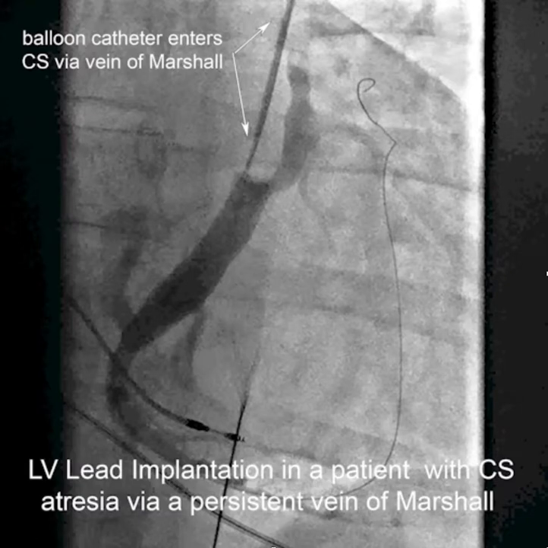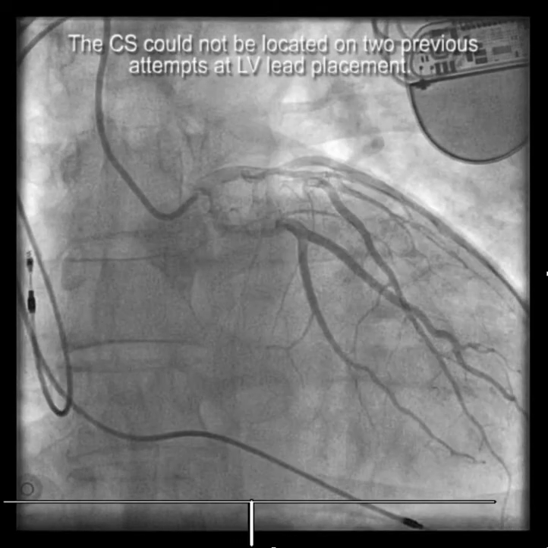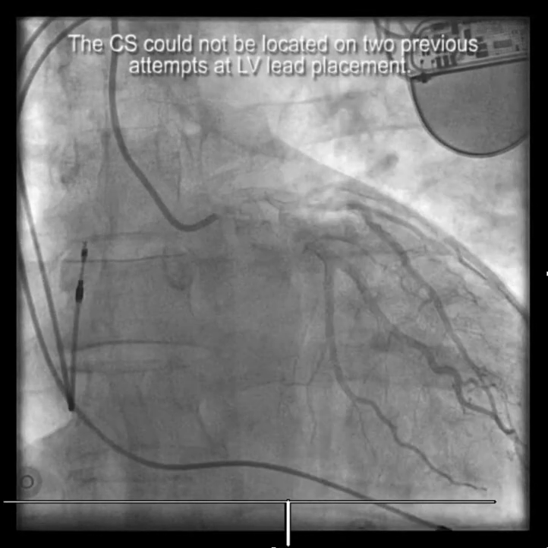This is a case of LV lead implantation in a patient with CS atresia, where the lead was implanted via a persistent vein of Marshall, performed by Dr. Steen in Oslo, Norway, utilizing interventional techniques. The CS could not be located on 2 previous attempts at LV lead placement at other institutions.